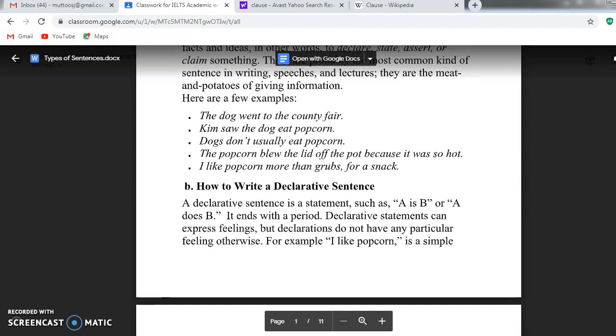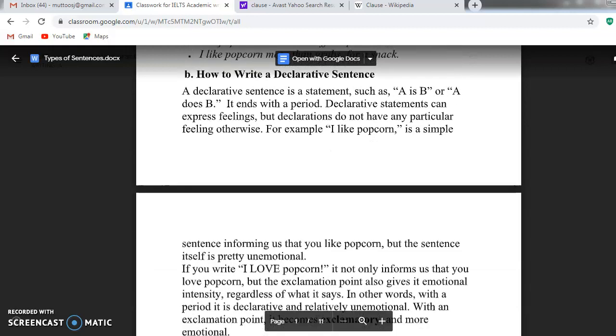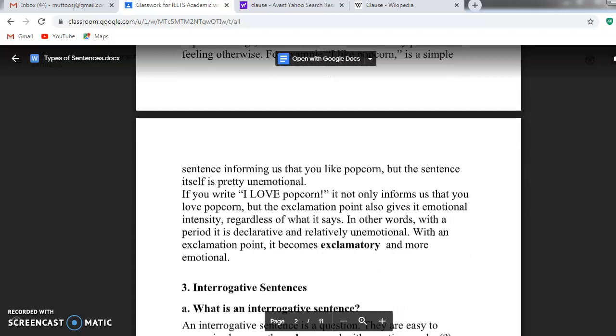Examples: the dog went to the county fair. Kim saw the dog eat popcorn. From the examples, it's clear it ends with a period. The action is no longer continued. Another example, you like popcorn. Instead of that, if you say you love popcorn, then it is not a declarative sentence.